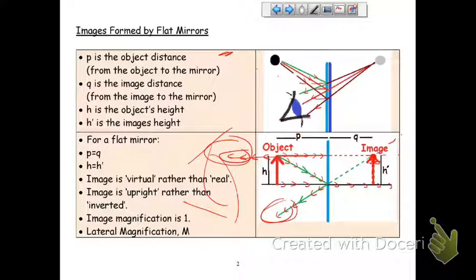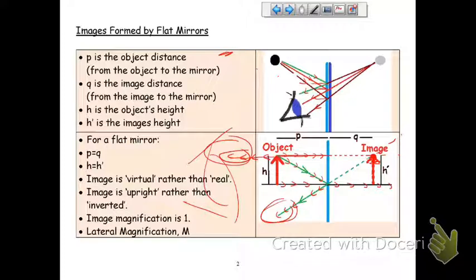Okay. So that's the game we're going to play. We're going to do it with plane mirrors, concave mirrors, convex mirrors, diverging lenses, converging lenses. That's the game we're going to play. We're going to do them graphically. We're going to do them mathematically. We need some terminology.